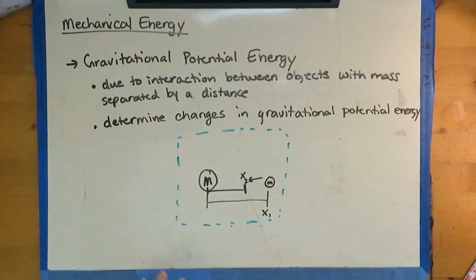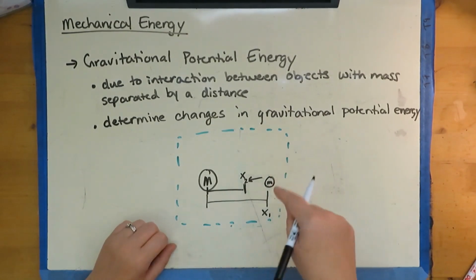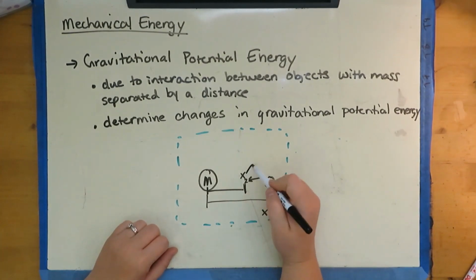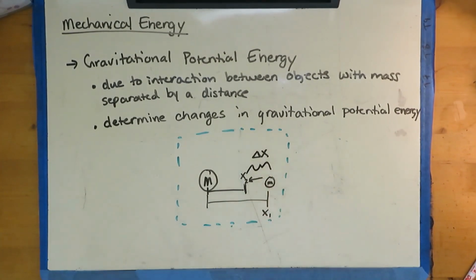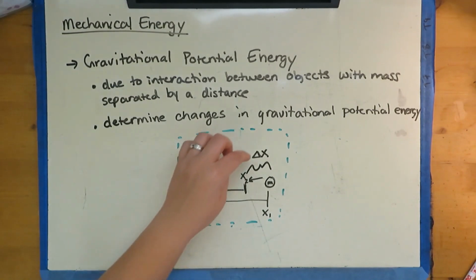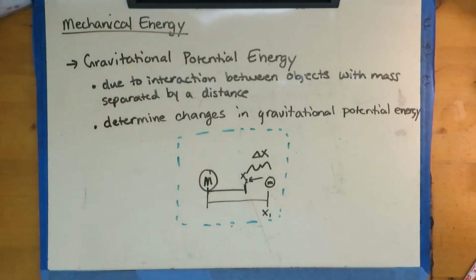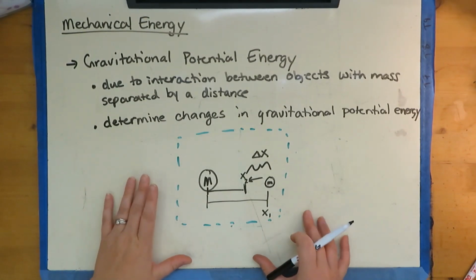And so I can't know exactly how much potential energy I have here or here, but it is possible to determine it based on the change in position. So I can analyze the change in position and determine what the change in gravitational potential energy would be there. Now, this is still a very complicated situation.